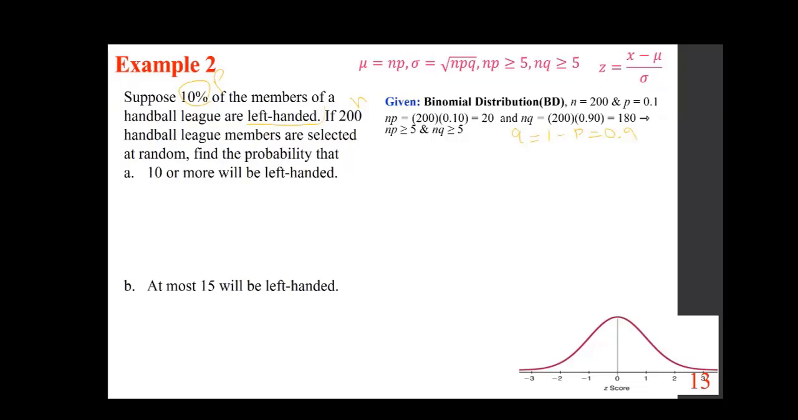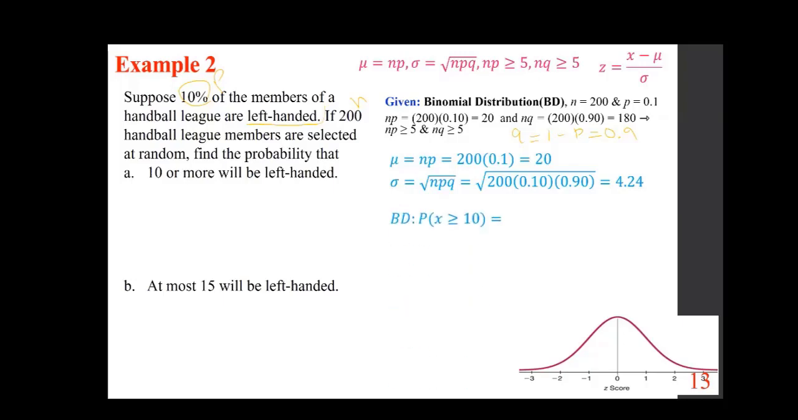Mu is NP. We calculate that. We already have it as 20. And sigma is the square root of NPQ. We multiply them, we take a root, and that would be sigma equals 4.24. The next thing is to calculate part A. And to calculate part A, we want to find the probability that 10 or more will be left-handed. Okay, what does it mean?